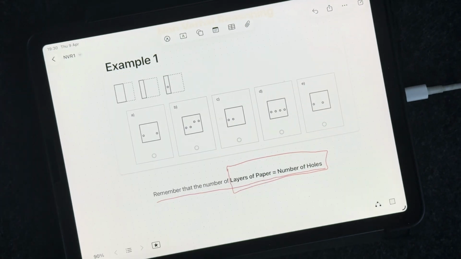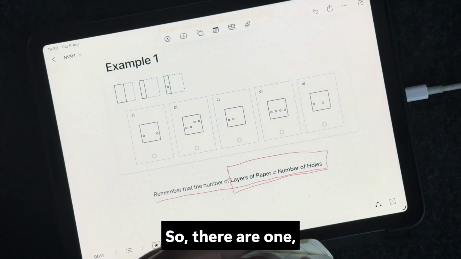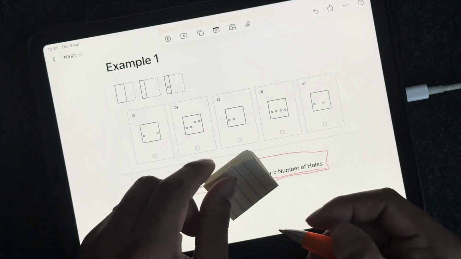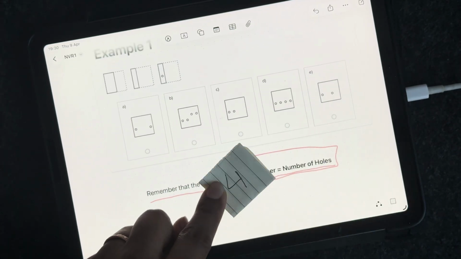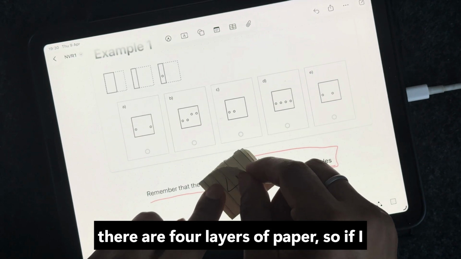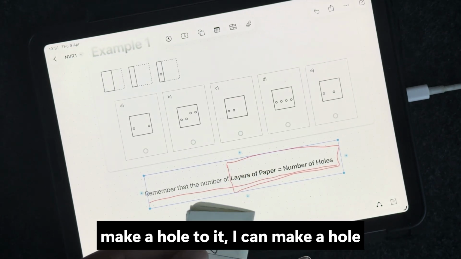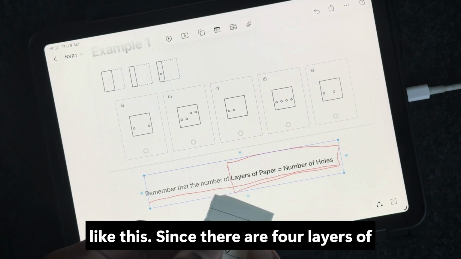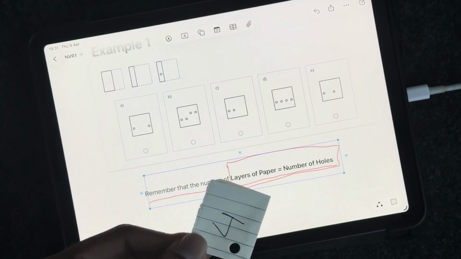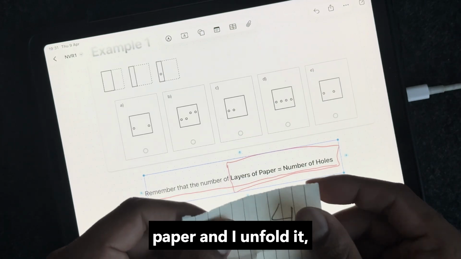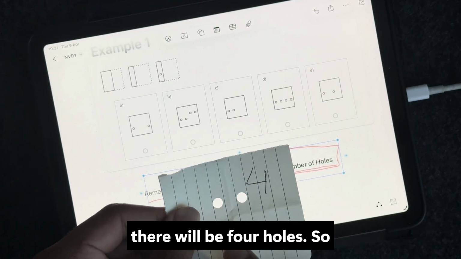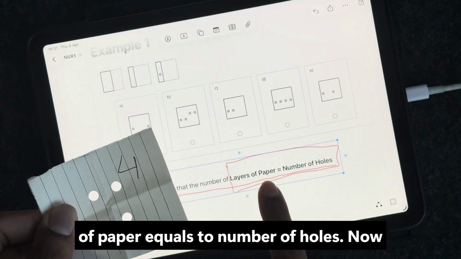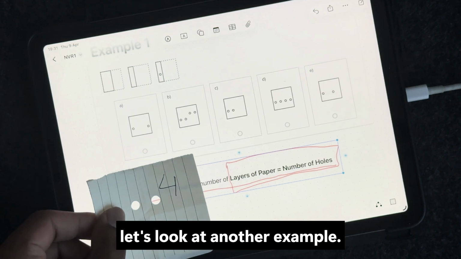So there are 1, 2, 3, 4 layers of paper. If I make a hole in it, I can make it anywhere, like this. Since there are 4 layers of paper, when I unfold it, there will be 4 holes. So that is the number of layers of paper equals the number of holes. Now let's look at another example.